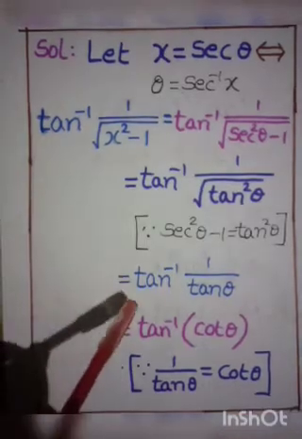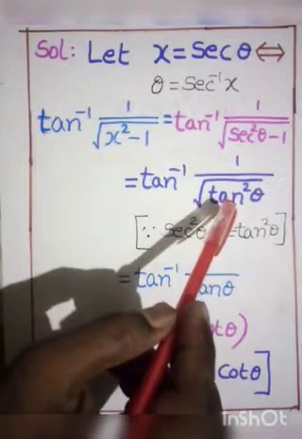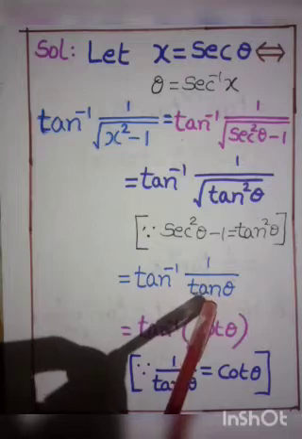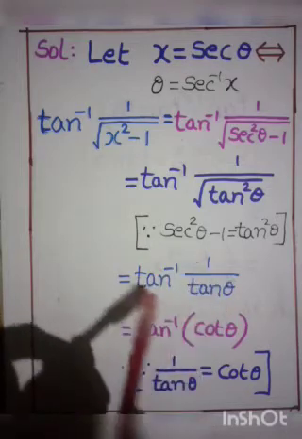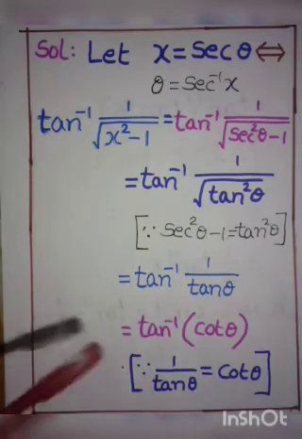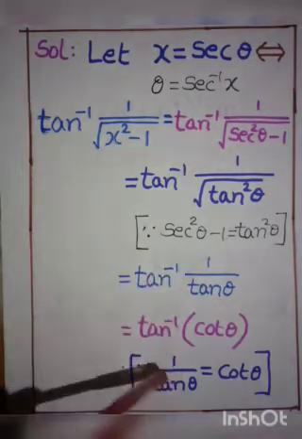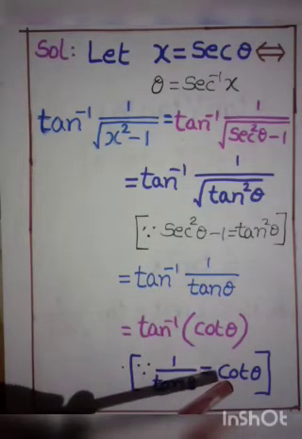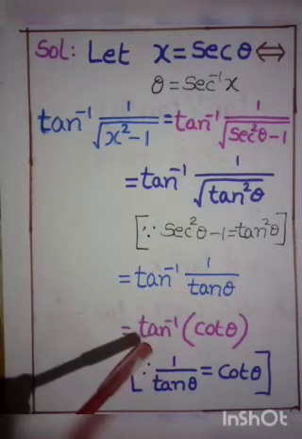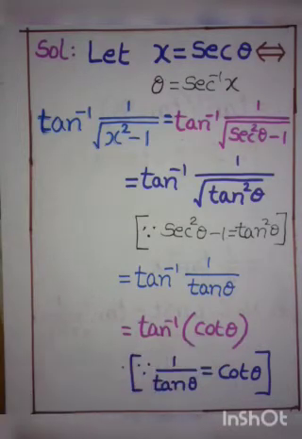Right. That is equal to tan inverse of 1 by square root of tan square theta. What do you get here? Tan theta only. So that is why I wrote tan theta. Understood this step, my dear children? Right. Tan inverse of 1 by tan theta we got here. What is 1 by tan theta? That is equal to cot theta, the reciprocal of tan theta. Therefore we can write it as tan inverse of cot theta. Understood this step, my dear children? Right.